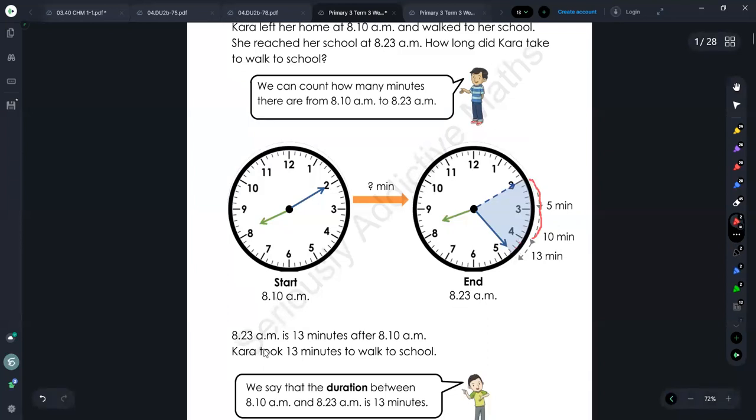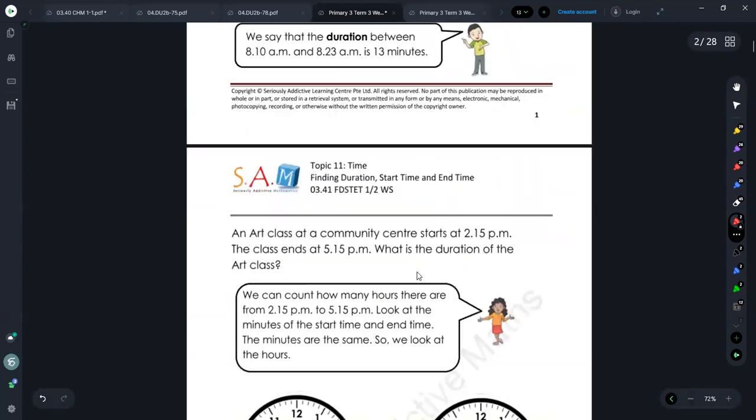Now, the other way of doing this is to ask them: if both start time and end time have the same hour, and the same AM or PM, so if they identify that the hour is the same and only the minute is different, they can just take the later time in terms of minutes, minus the earlier one. So 23 minus 10, you get 13. So it's 13 minutes. They have to look at this condition. That's one way of doing it.